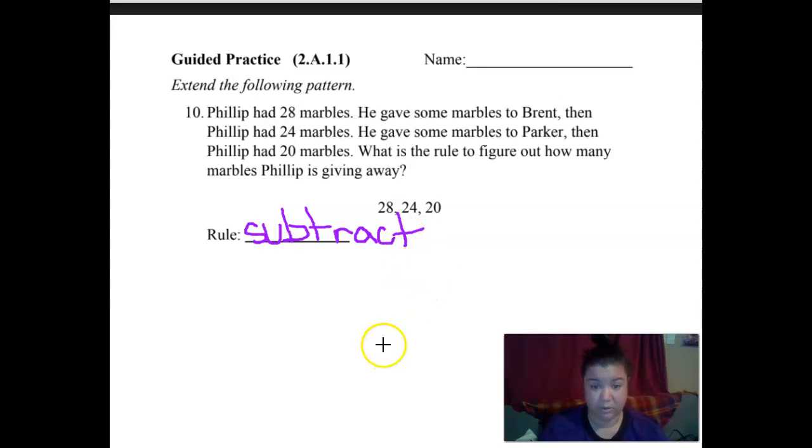Okay. So is he subtracting by what number? Figure that out. Pause the video. Write your number down, and then see if you're correct. And then unpause the video. So pause now. Okay, did you figure out how many he is giving away to his friends? 4. So if you were his friend and he was going to give you, what would be the next number? Start with 20, 19, 18, 17, 16. That would be the next number.